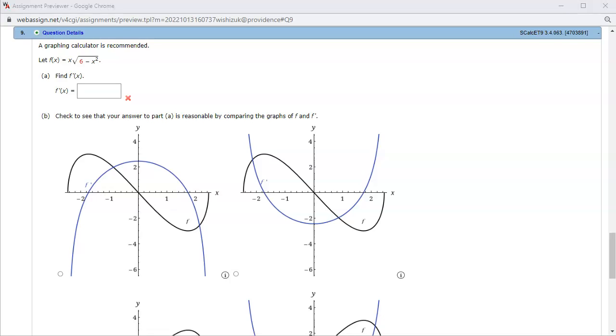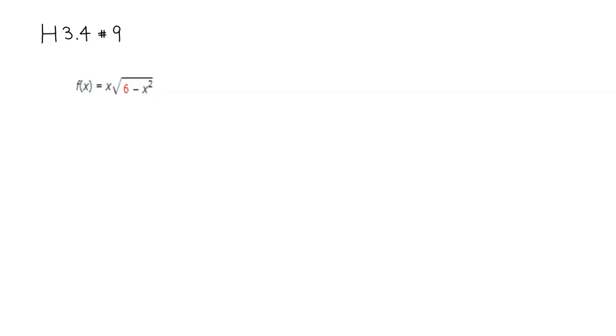Alright, let's look at homework 3.4, problem number 9. First we have to find the derivative. So let's do that. As usual, we don't like square root, so I'm going to rewrite it as quantity 6 minus x squared raised to the 1/2 power.